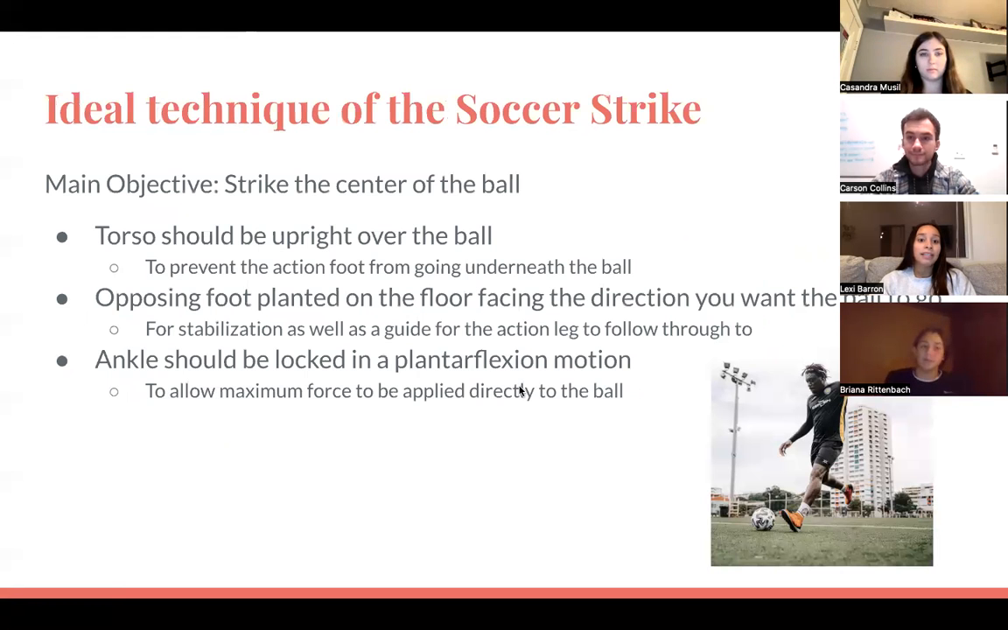So, the ideal technique for the soccer strike: the main objective is to strike the center of the ball. The torso should be upright over the ball. This is to prevent the action foot from going underneath the ball. The opposing foot should be planted on the floor facing the direction that the player wants the ball to go. This is for stabilization as well as to act as a guide for the action leg to follow through. And then the third tip is that the ankle should be locked in plantar flexion, which allows maximum force to be applied directly to the center of the ball.